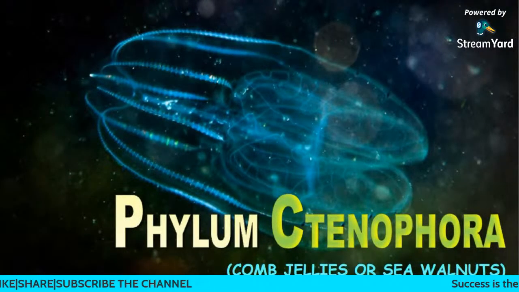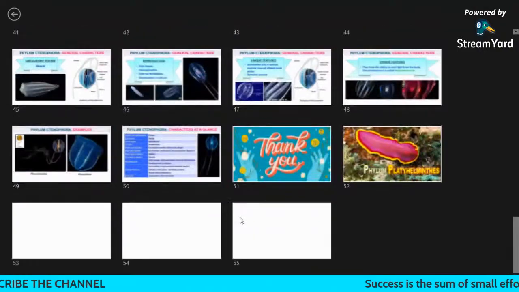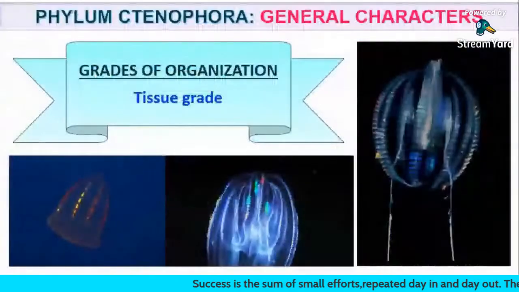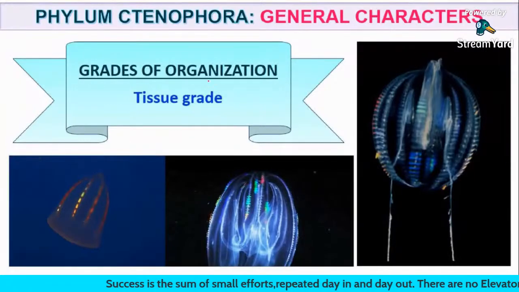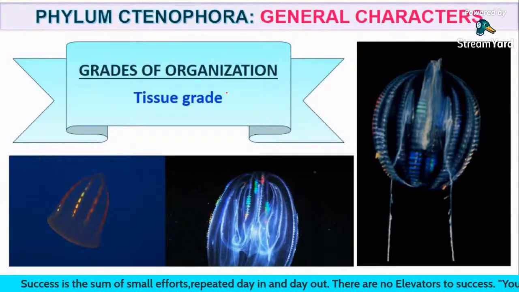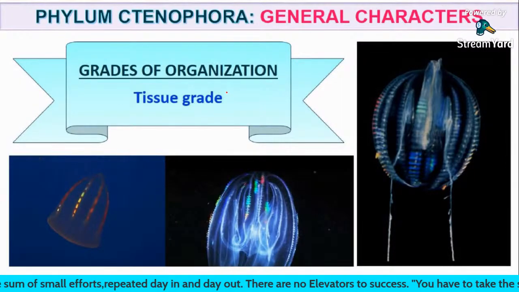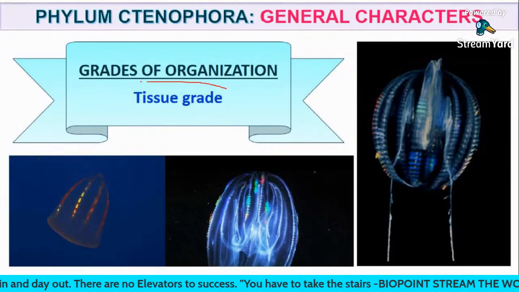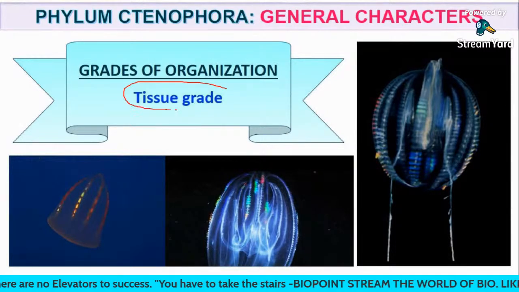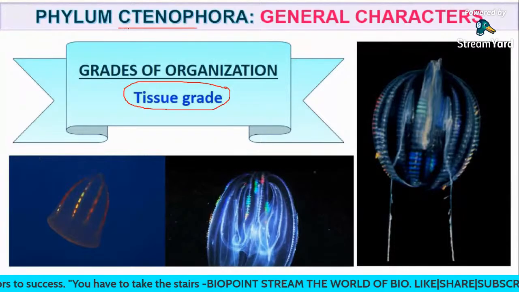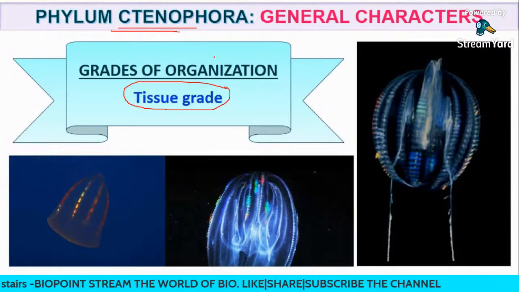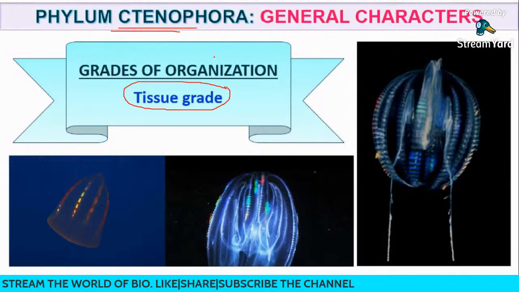Next is the phylum Ctenophora. We have a small topic left out, so let's complete it too. Phylum Ctenophora is a brand new chapter. This is a brand new term, a new phylum in front of you, but a very easy one. Phylum Ctenophora shows the tissue level of organization.